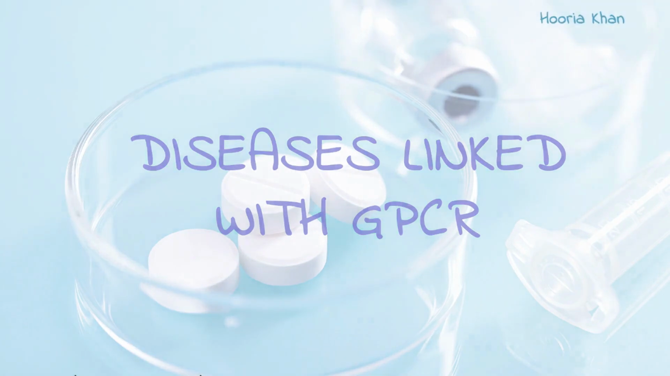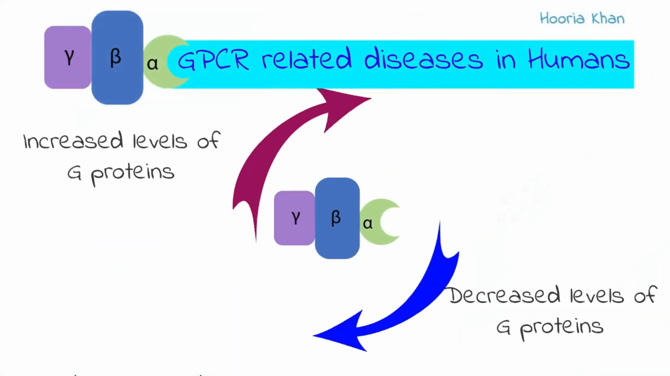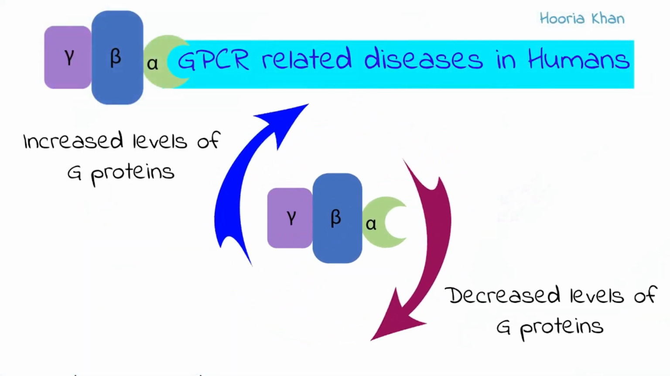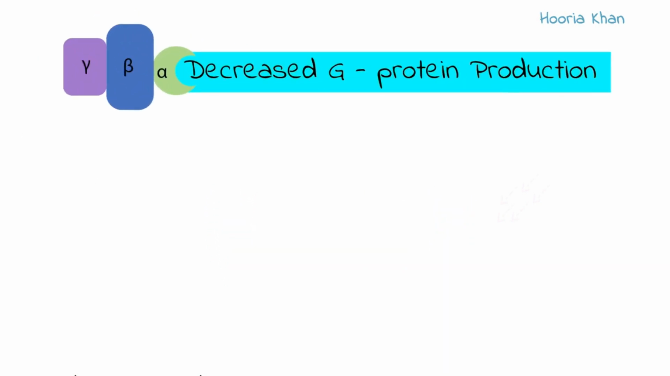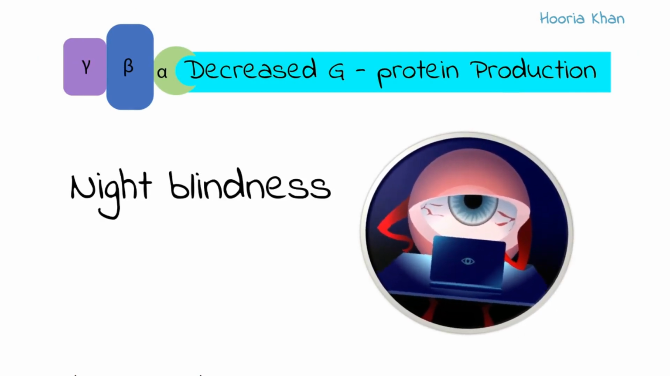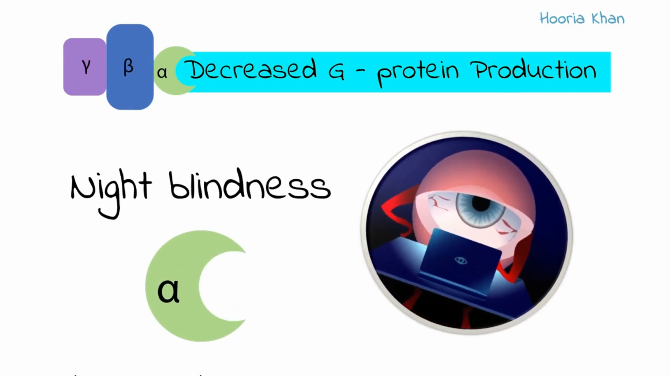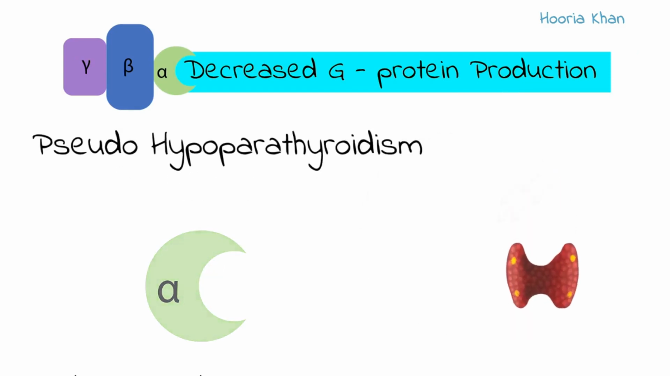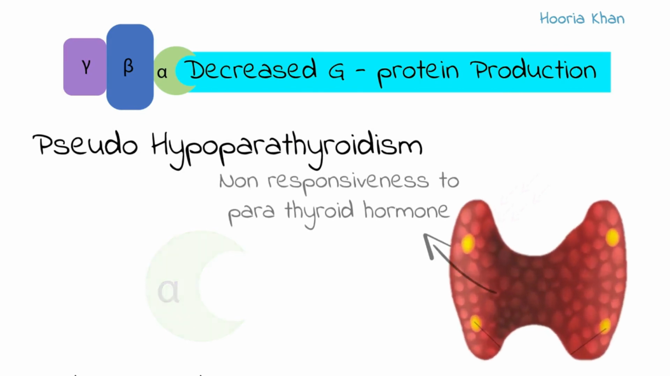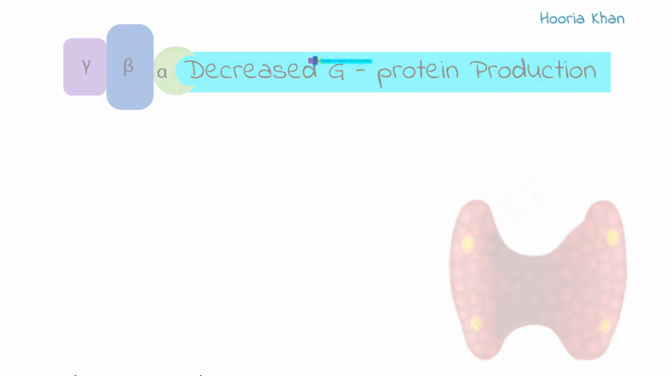G protein related diseases are characterized by either deficient or excessive G protein signal transmission. Diseases involving a decrease in the production of G proteins include night blindness, where mutation in the G protein alpha subunit affects the response of rod cells to light. Pseudohypoparathyroidism, where the genetic loss of the G protein alpha subunit results in non-responsiveness to parathyroid hormone.